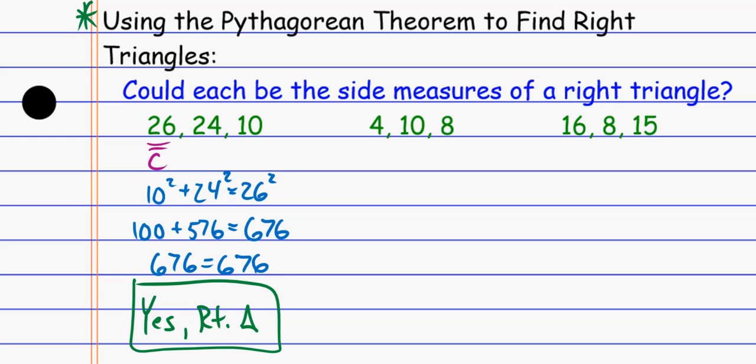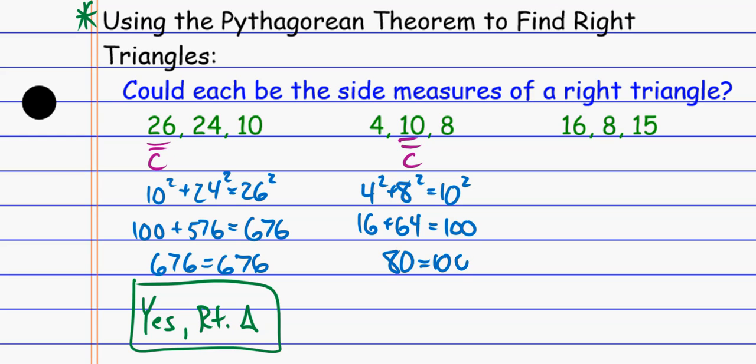If I want to know, hey, could this potentially be a right triangle? This is the biggest value. That's what I have to plug in for C. And I simplify. And when I add this up, I get 80 equals 100, which is ridiculous. That does not equal that. So these could not be the side lengths of a right triangle.